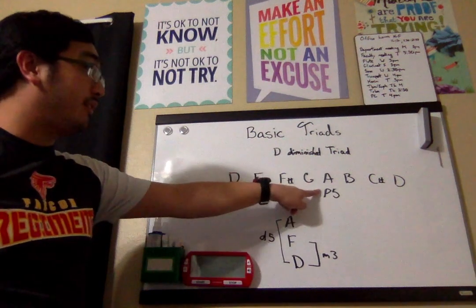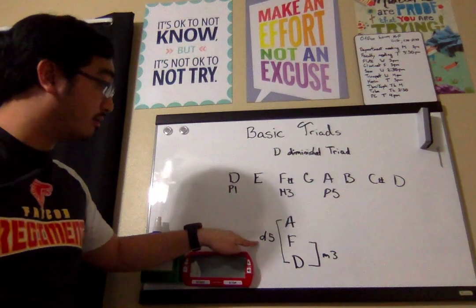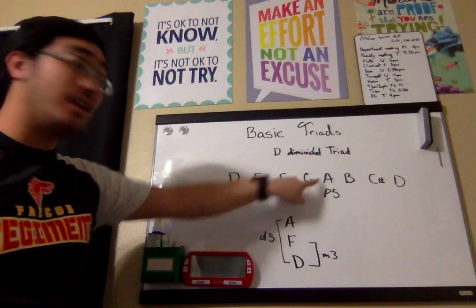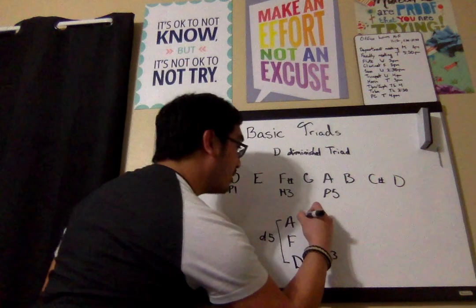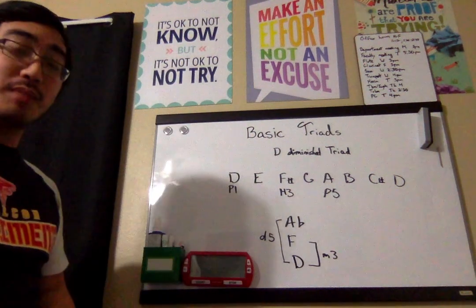Right now, our fifth is perfect. We want it to be diminished. Diminished is one step down from perfect. So we take A and lower it a half step. A natural down a half step is A flat. This is our D diminished triad.